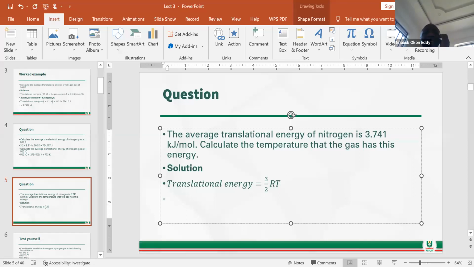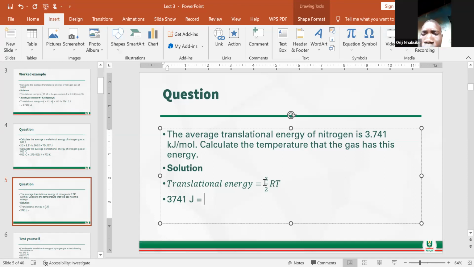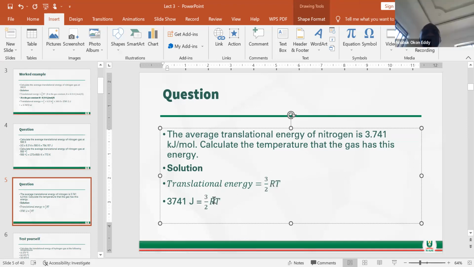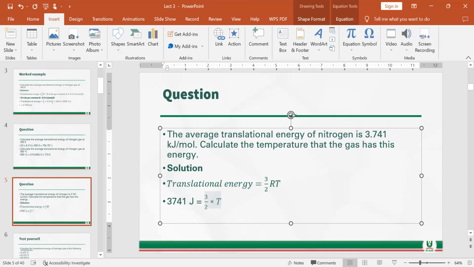So that means the value here is 3.741. When you multiply that by 1,000, that gives you 3741 joule, which is equal to 3/2 times R times T.